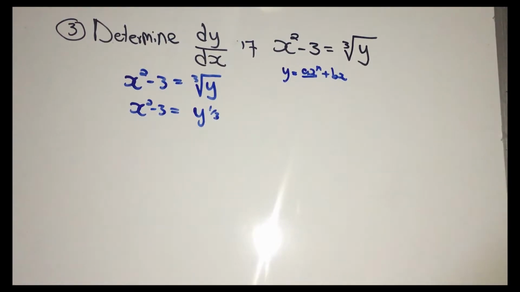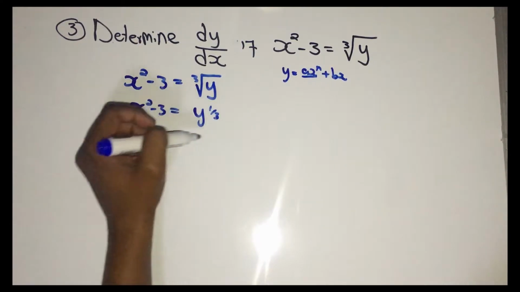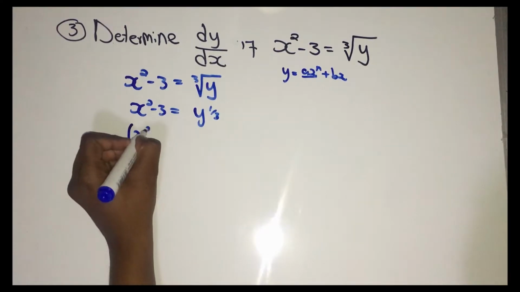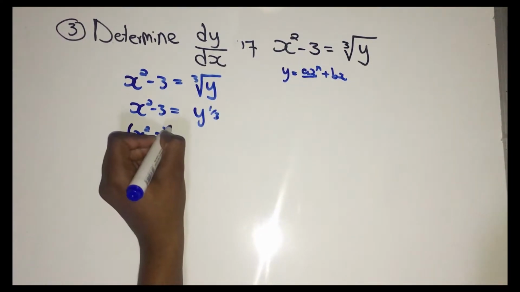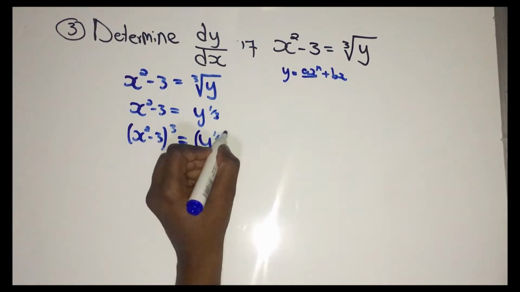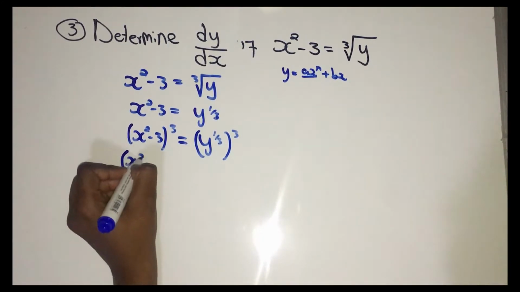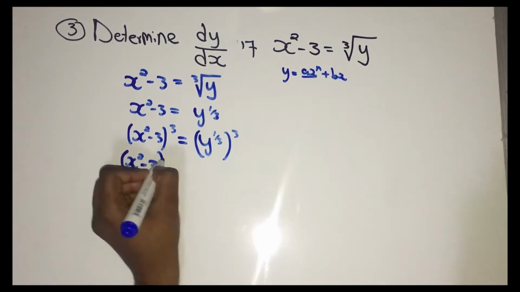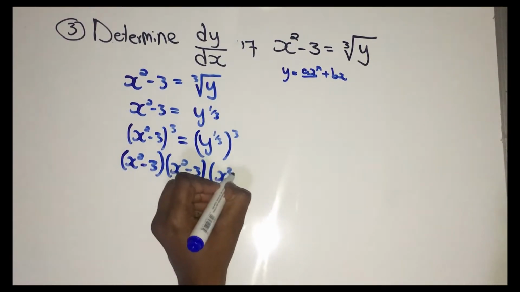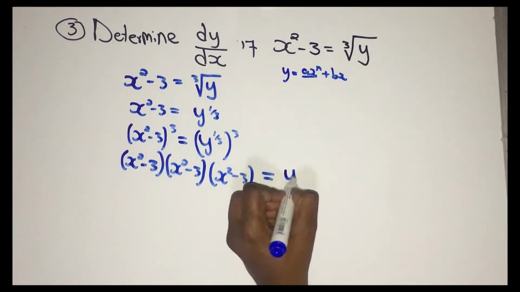So we can cube all the sides here. We can raise everything to the power of 3 such that we have (x squared minus 3) to the 3, and then we have (y to the 1 over 3) all to the 3. So now we're going to have (x squared minus 3) into (x squared minus 3) into (x squared minus 3), and then that's going to be equivalent to just y.